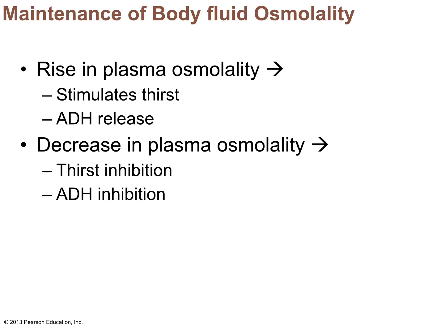Again, water always wants to dilute the more concentrated side. If we have a decrease in plasma osmolality, then there's going to be an inhibition of thirst, and we're going to inhibit ADH as well, because if the osmolality is low, then essentially we want to get rid of some water. So blocking the thing that blocks diuresis is what we want to do in that case.